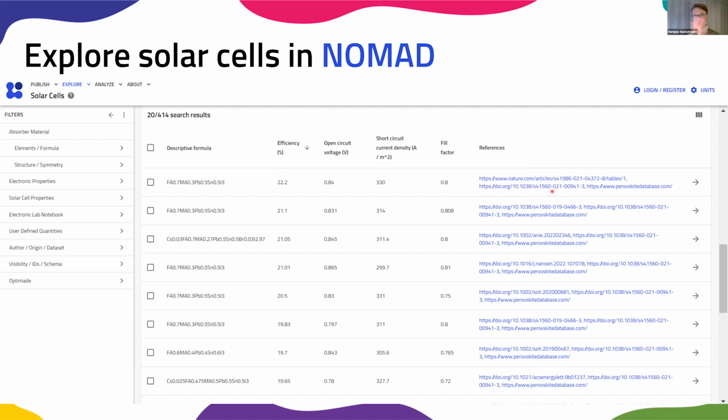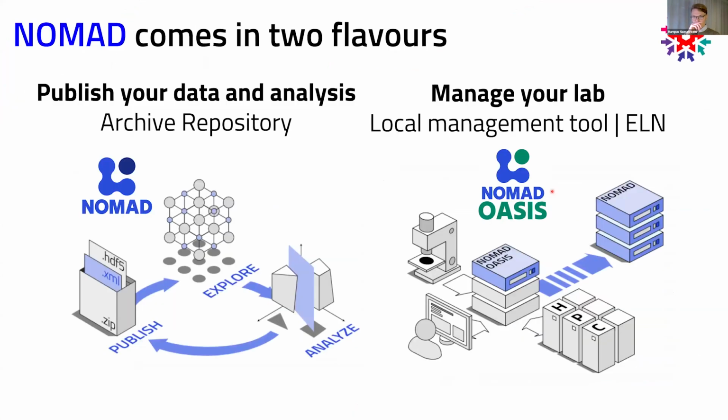So like I hinted to before with this NOMAD and the NOMAD Oasis, NOMAD comes in two flavors, right? We have this central NOMAD, which is sort of like an archive repository where you can just drop your data, you publish it, there is some extraction run on it, and then you can run some analysis on this data. But it has limited flexibility, right? So you can only use the predefined schemas which exist on the central NOMAD, and there are some ways to create custom schemas, but you are less flexible here, right?